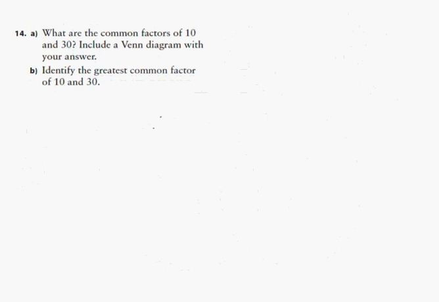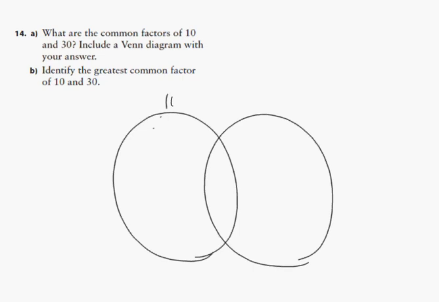Question 14, what are the common factors of 10 and 30? Included that Venn diagram again. So I'm going to make my Venn diagram, and I'm going to put 10 over here and 30 over here. Your factors of 10 are 1 times 10 and simply 2 times 5, which is 1, 2, 5, and 10.